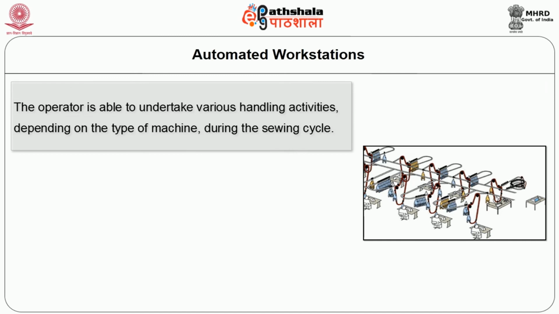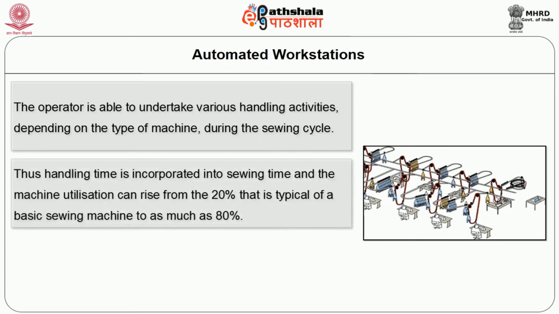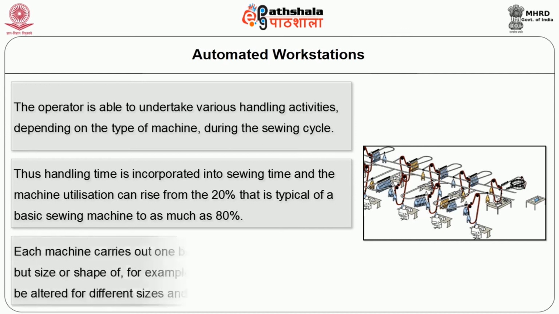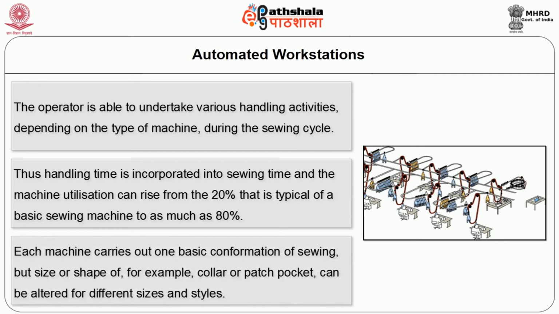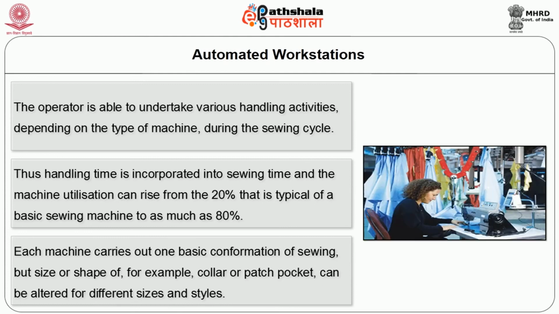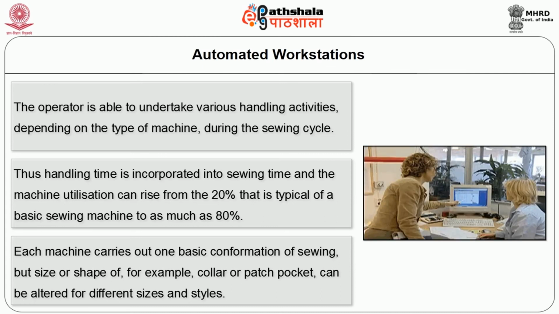The operator is able to undertake various handling activities depending on the type of the machine during the sewing cycle. Thus, handling time is incorporated into sewing time and the machine utilization can rise from 20%, that is typical of a basic sewing machine, to as much as 80%. Each machine carries out one basic conformation of sewing, but size or shape of, for example, a collar or a patch pocket can be altered for different sizes and styles.